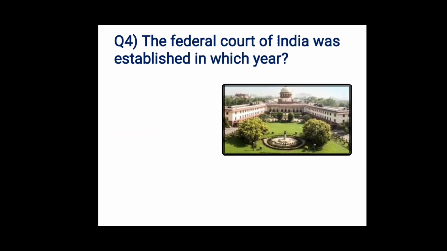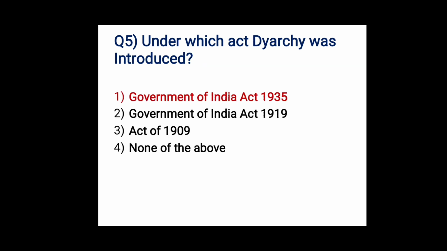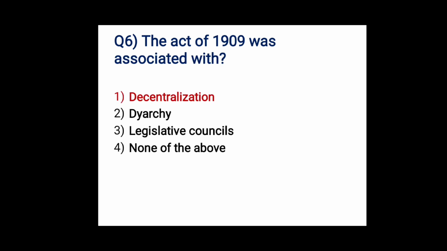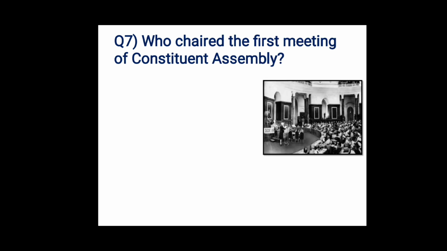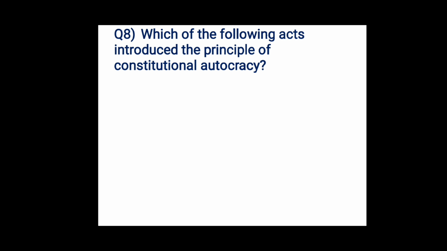The Federal Court of India was established in which year? It is 1937. Under which act was dyarchy introduced? It is the Government of India Act 1935. The Act of 1909 is associated with decentralization, option number 1. Who chaired the first meeting of the Constituent Assembly? This is a picture of the Constituent Assembly. The answer is option number 1, Dr. Sachchidananda Sinha.